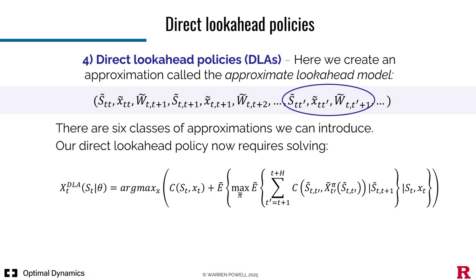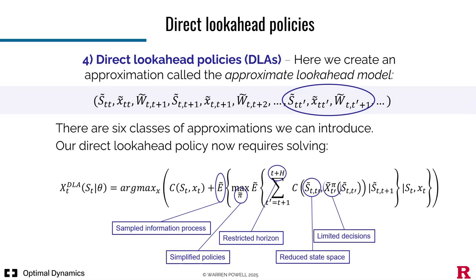So what I can do is that approximate model, there are all different ways of doing approximations. I can approximate the stochastics. I can use a simplified policy. I can simplify the state variable. I can simplify the decisions, or even simplify how I make decisions in the future. It's a look-ahead problem. I just have to capture the core properties.